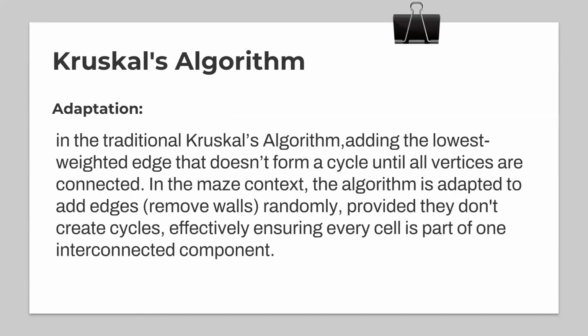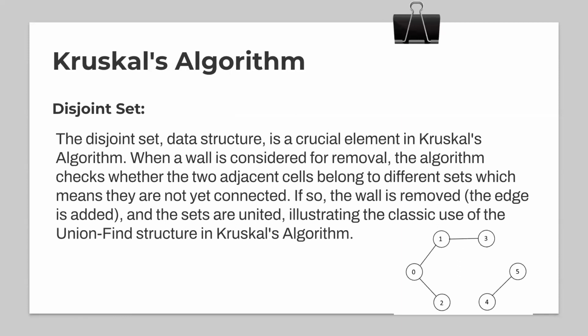Speaking of the adaptation, in the maze context, the algorithm is adapted to add edges or remove walls randomly. As for the disjoint set, if the wall is removed, the edge is added, and the sets are united, illustrating the classic use of the union-find structure in this algorithm.